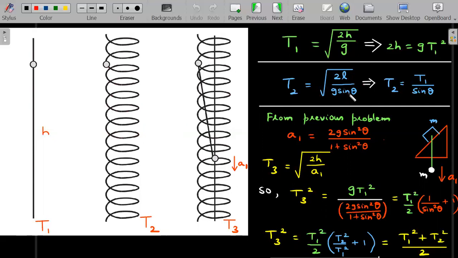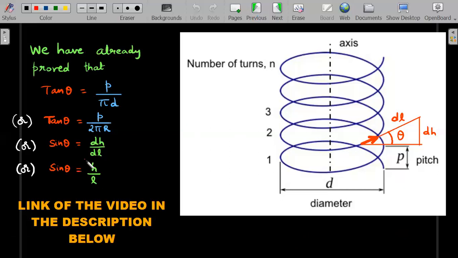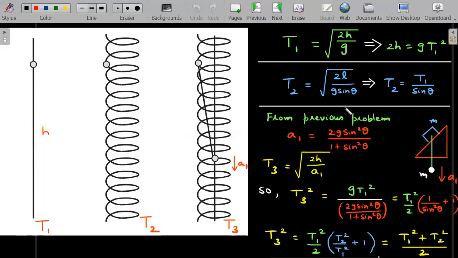But we also know that in the previous slide I told you that the value of sine theta can be written in terms of L and h. Sine theta was equal to h divided by L, so L is equal to h by sine theta. So you end up having root 2h by g with sine theta out. So can I say T2 value is therefore equal to T1 divided by sine theta?